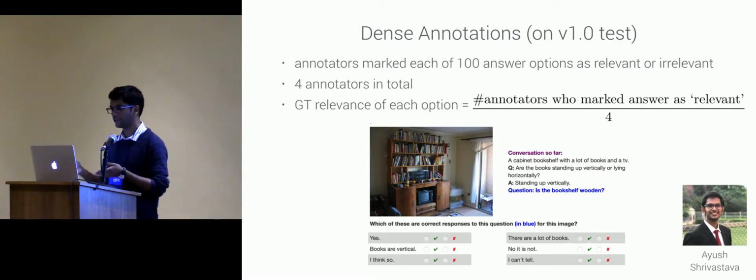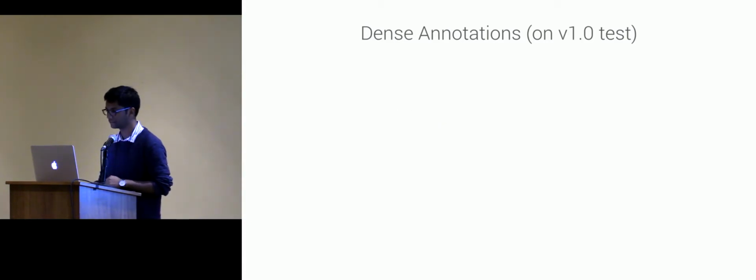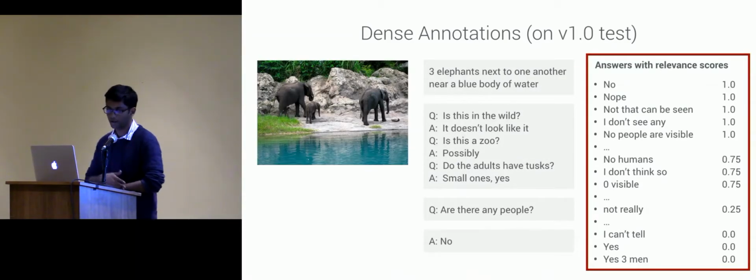So now for each question in the test set of Visual Dialog, we have 100 candidate answers, and for each candidate answer, we have annotations for how relevant it is for that question. Here are some examples of what these relevance scores look like. For the question, are there any people? Answers such as no and other ways of saying the same thing have high relevance. Then answers such as no humans, I don't think so, 0 visible, which are slightly different ways of answering the question, have slightly lower relevance, and so on.